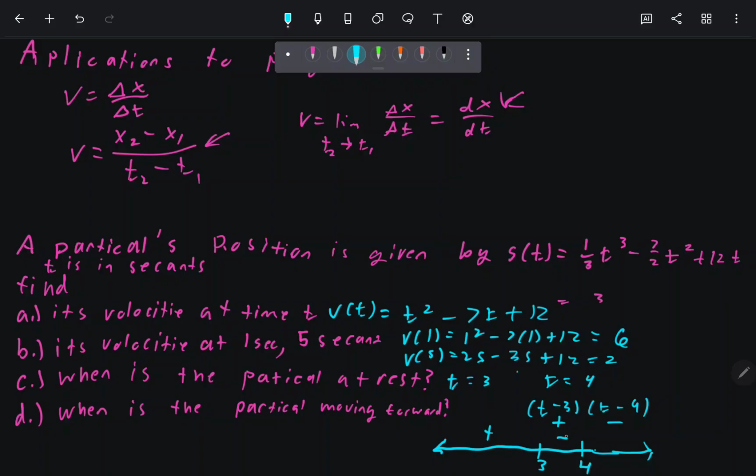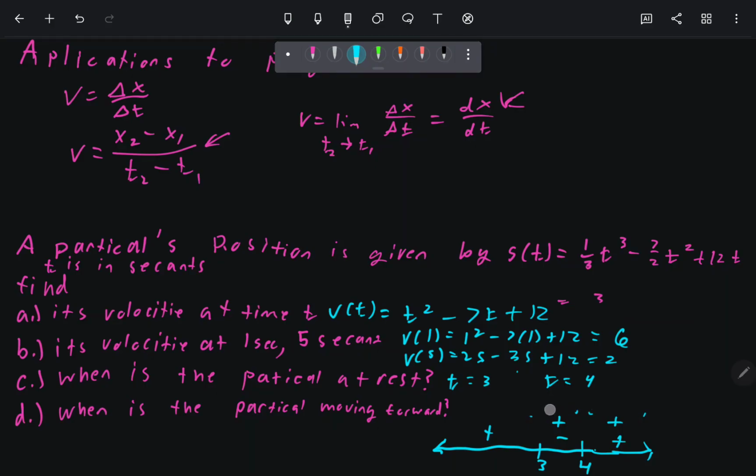Finally, for this last one, we know that we're plugging in very big numbers. Let's say we plug in 1,000. Well, this first term, 1,000 minus 3, is still pretty close to 1,000. That's still very positive. 1,000 minus 4 is also still very positive. So we get that from negative infinity to 3, it's moving forward. From 3 to 4, it would be moving backward. And then from 4 to infinity, it would be moving forward.